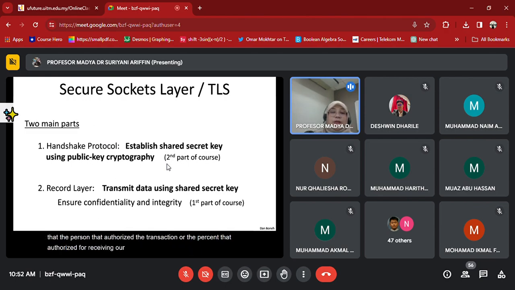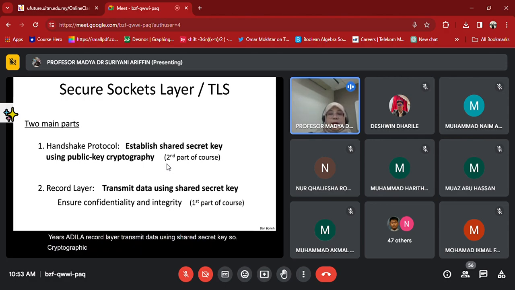So here we are using public key cryptography, which I mentioned earlier is asymmetric, using two keys: one for the encryption, another one for the decryption. Okay, so the second one in secure layers is the record layer, which transmits data using a shared secret key. So this also uses a cryptographic algorithm.